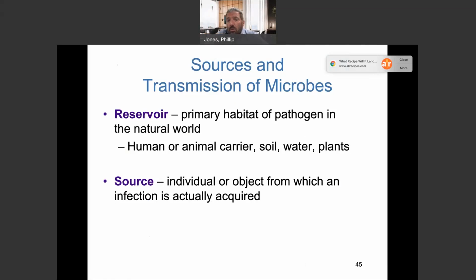A source is the individual or object from which an infection is actually acquired, and we'll get into Koch's postulates and how they were able to prove that a certain specific organism caused a very specific disease. Right, you could trace it back to the source.